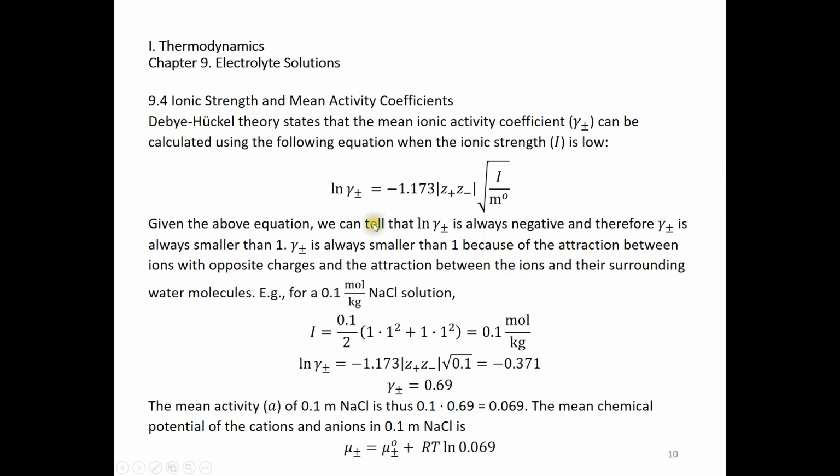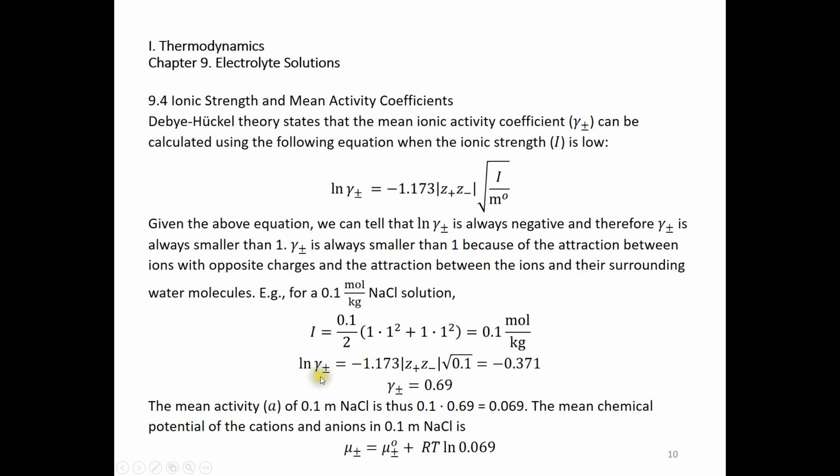Now let's look at one numerical example of using this equation. If we have 0.1 mole sodium chloride solution, that means if we have 0.1 mole sodium chloride per kilogram water, we can compute its ionic strength. We have 0.1 over 2, and then over here coefficient times charge squared for sodium, coefficient times charge squared for chloride, and then we have 0.1 mole as the ionic strength.